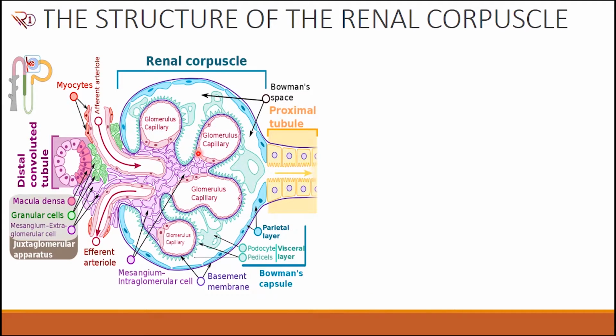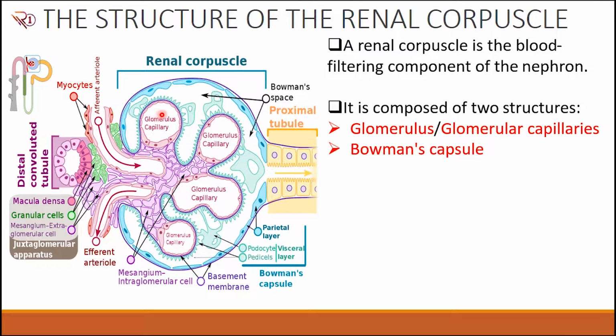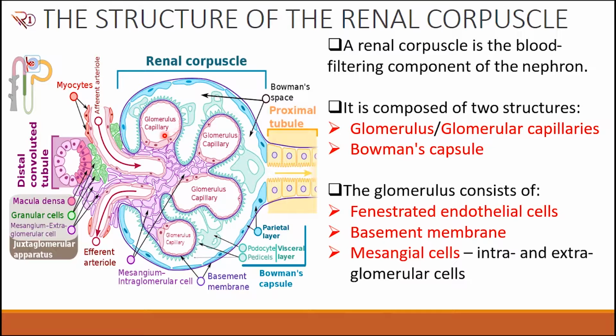So now let's dive a little bit deeper into the renal corpuscle. So this is just a typical structure to illustrate what the renal corpuscle is made up of. As we said earlier on, the renal corpuscle is made up of the glomerular capillaries or the glomerulus, and then the Bowman's capsule. The glomerulus or the capillary system is made up of fenestrated endothelial cells, the basement membrane, and in between them we have the mesangial cells. They can be found in the middle, called the intraglomerular, and then outside called the extraglomerular mesangial cells.